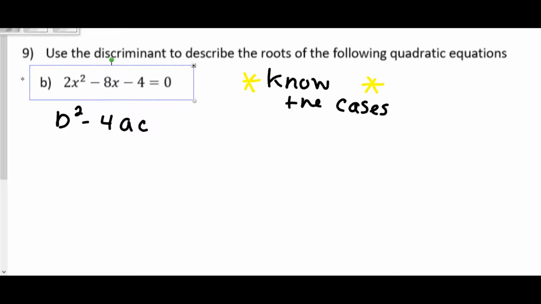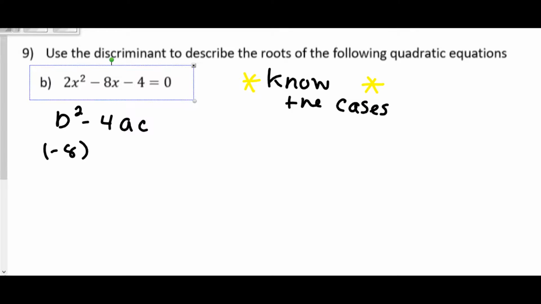It's also on homework, and it's also on your pink page, on your topic review page. So those cases are everywhere, so it's super important that you know them because that's how you answer these questions. To figure out how our roots are, we have to look at our discriminant. So let's just plug into our discriminant.